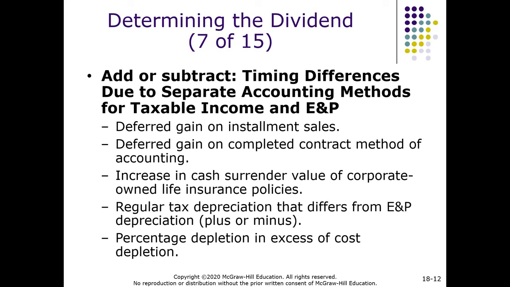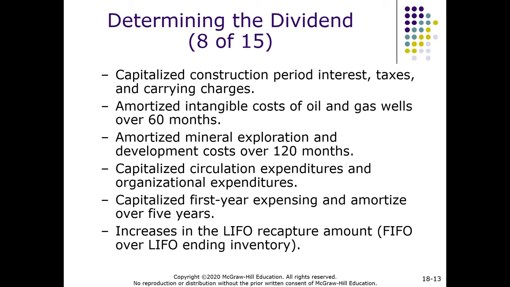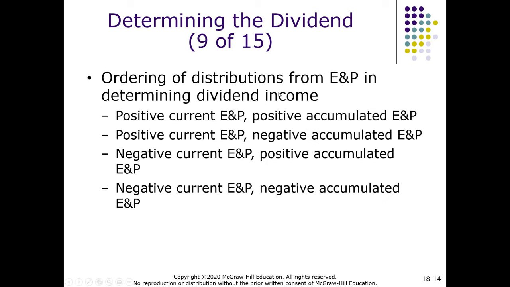Timing differences due to separate accounting methods for taxable income and E&P. Remember, E&P is going to be calculated on an accrued basis. Taxable income for cash basis taxpayers is going to be a little bit different, and so we have to make sure that we get that taken care of. Carrying charges, we've heard about those in the news. And then capitalized first year expenses, increase in the LIFO recapture. We didn't talk about increase in LIFO recapture amount, and we probably won't, just for a variety of reasons.